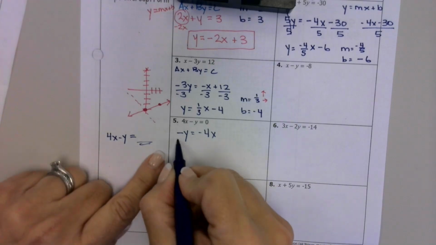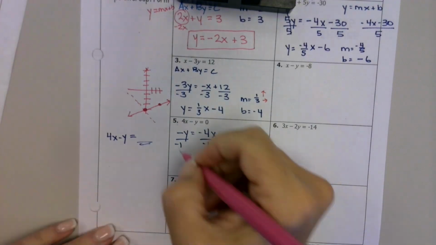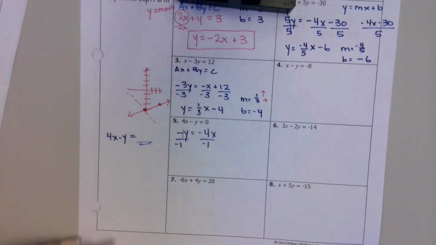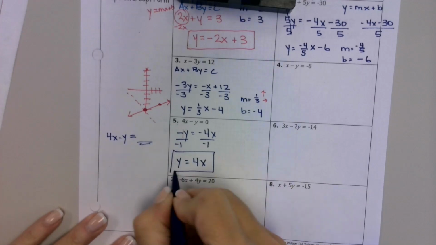Okay, so now I divide this all through by negative 1, because what I have here is an implied negative 1y. So when I divide it all through, I end up with y equals 4x. And that's the equation of my line.